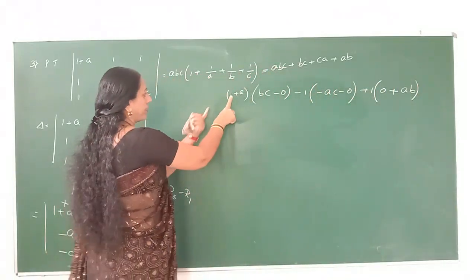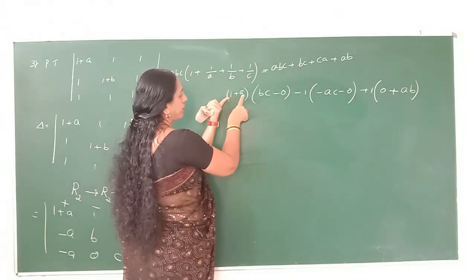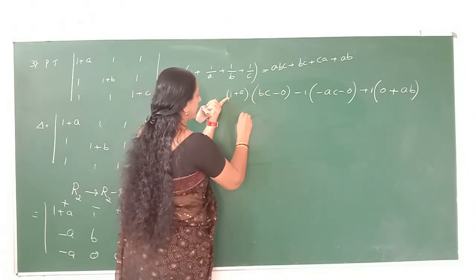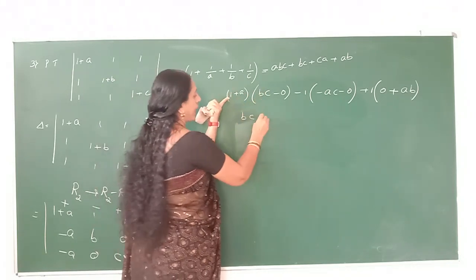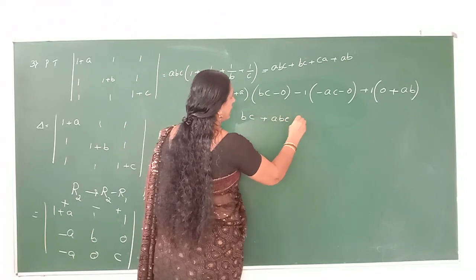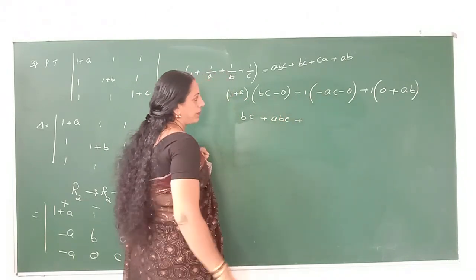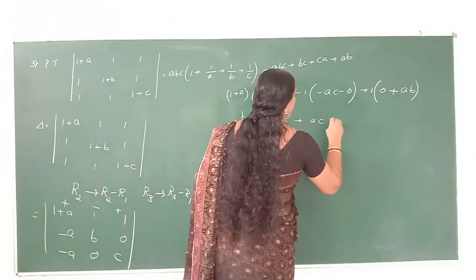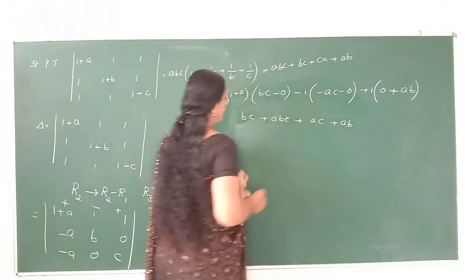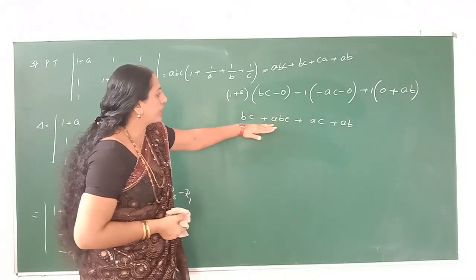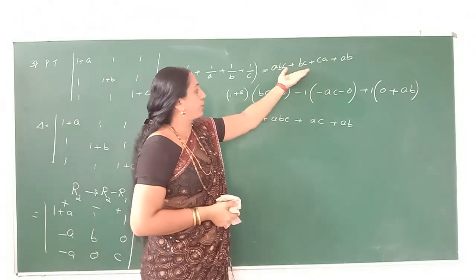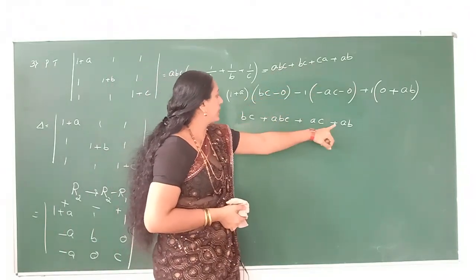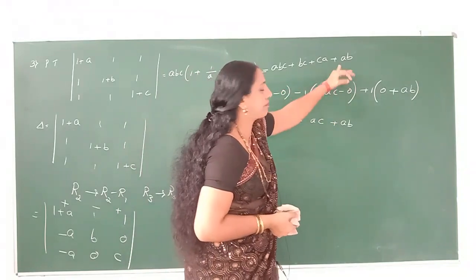So simplifying, in the distribution of 1 plus A into BC, 1 into BC is nothing but BC. Plus A into BC is ABC. Minus into minus is plus 1 into AC is AC. Plus 1 into AB is AB. Now first we'll observe that result. It's one of the results for the given proof: ABC plus BC plus AC plus AB.